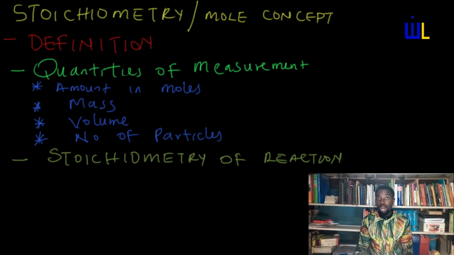First of all, we'll have to describe or define the concept of stoichiometry. Then we discuss and understand the quantities of measurement in chemistry. After that, we look at the relationship between these quantities and finally talk about stoichiometry of reaction.